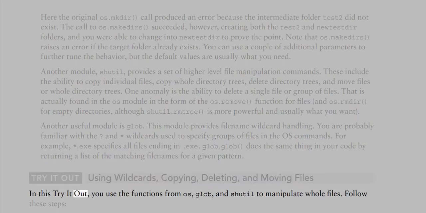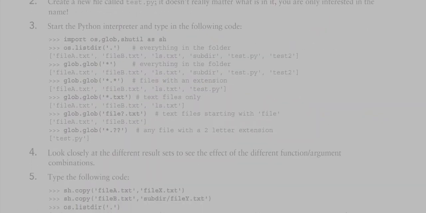In this Try It Out, you use the functions from os, glob, and shutil to manipulate whole files. Follow these steps. 1. Change into the root directory created earlier. 2. Create a new file called test.py. It doesn't really matter what is in it, you are only interested in the name. 3. Start the Python interpreter and type in the following code. import os, glob, shutil as sh, os.listdir.